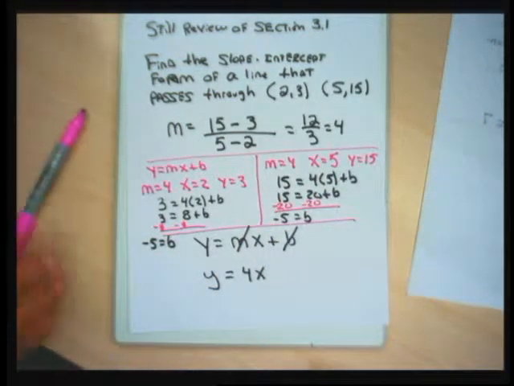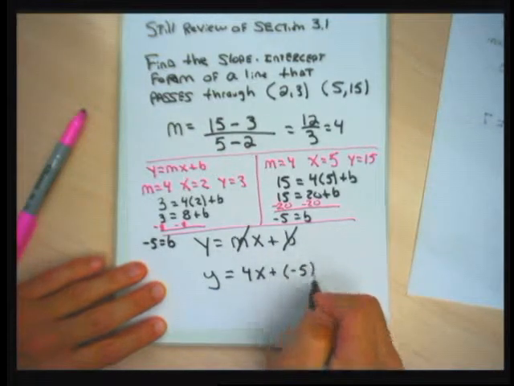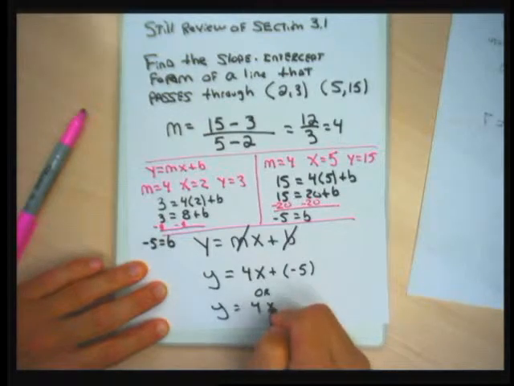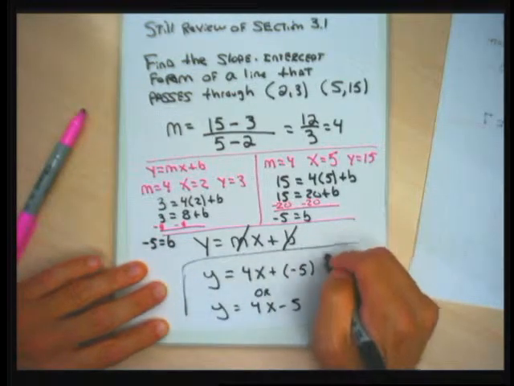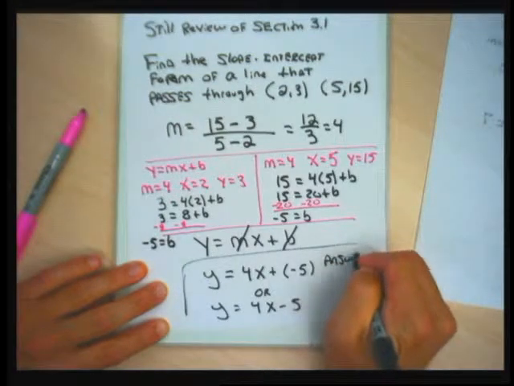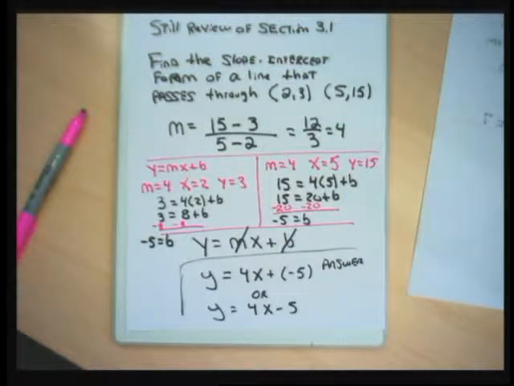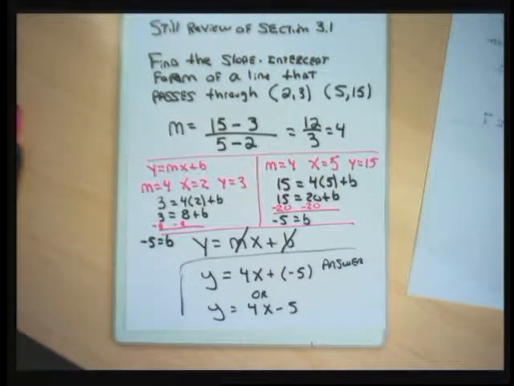That -5 needs to go in my answer, and I have a flexibility. I can write it like that, or for an answer, I can write 4x minus 5. Both of these are considered slope-intercept form. That line, if I graphed it, is going to pass through the points 2, 3, and 5, 15. And, well, that's all I needed to do. Okay, so that's a quick review of section 3.1.